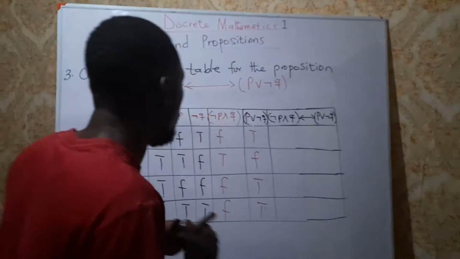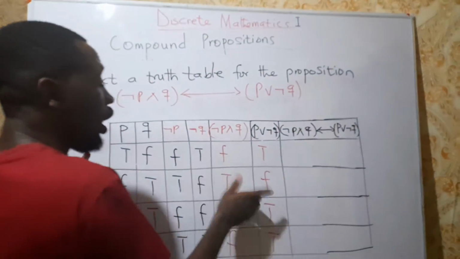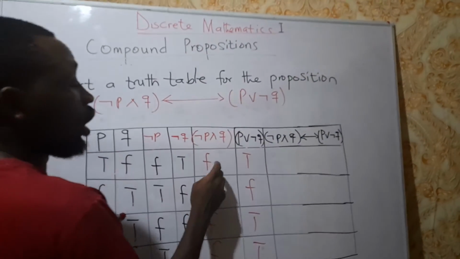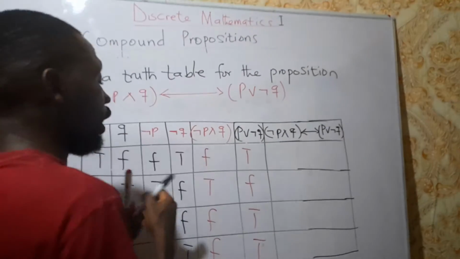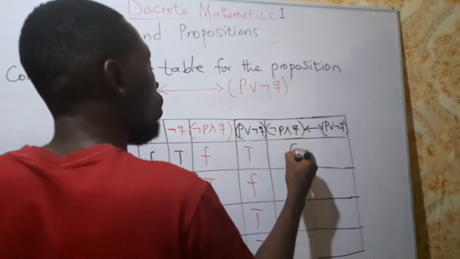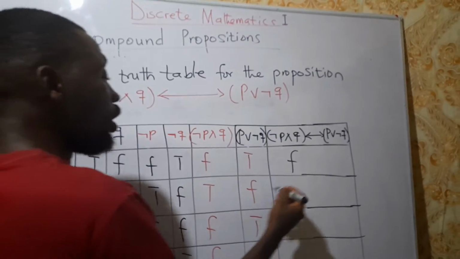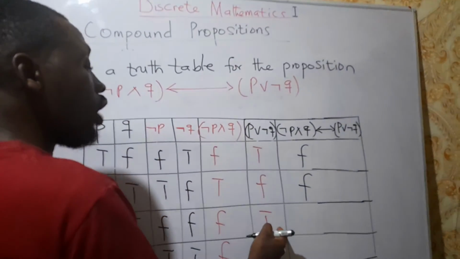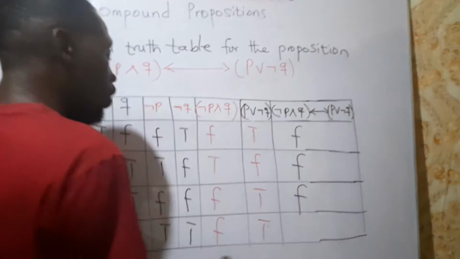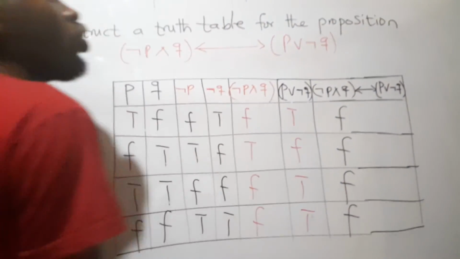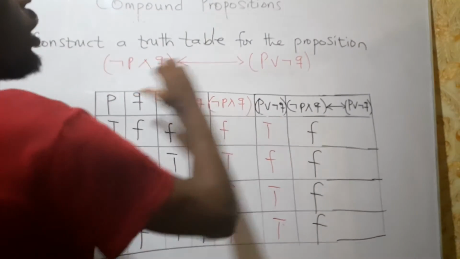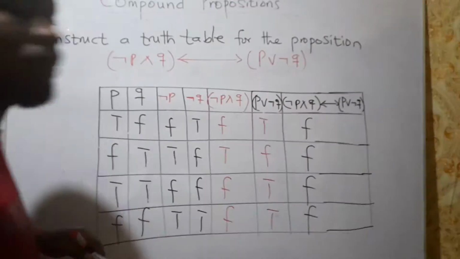So let's check whether they have the same truth value. We check this and this. The truth values are not the same, then it is false. We check here too. The truth values are not the same, it's false. We check, the truth values are not the same, it's false. Then we check this one too. The truth values are not the same, then it is false. So we say that this statement is false in all respects.